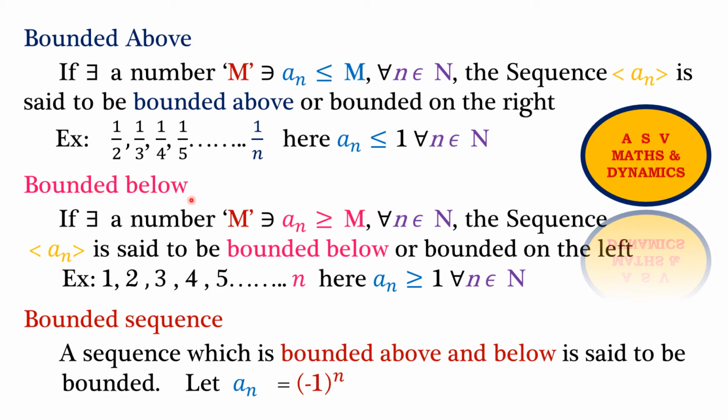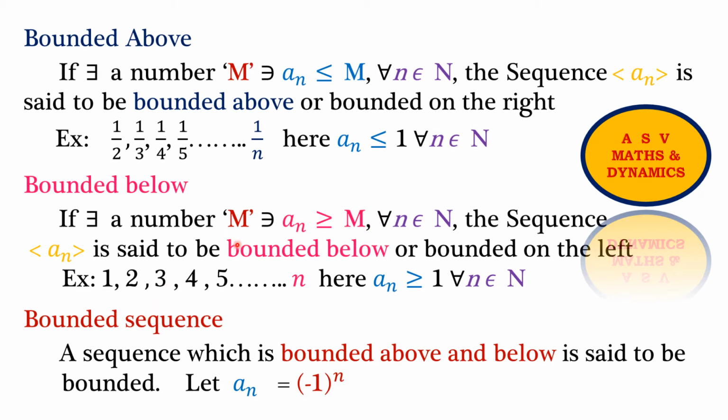Another one is bounded below, the same condition but opposite: an greater than or equal to m. For example, the series an is equal to n. Right now you take any one value as m, for example 3 is m. Compare with n: here 3, 4, 5 will come, then 9, 10, 11, like this. Here an is the big one, but 3 is the small one. So according to the condition, an greater than or equal to m, the series is bounded below. Likewise you have to tell.